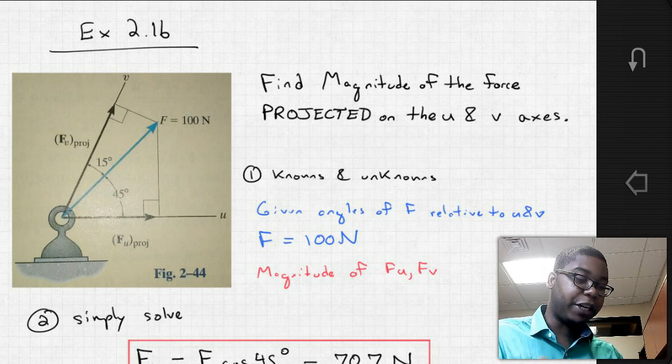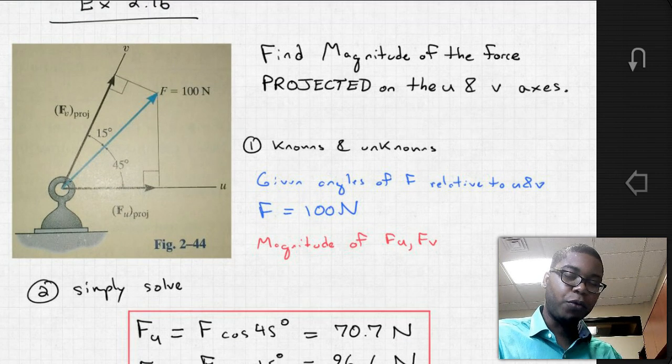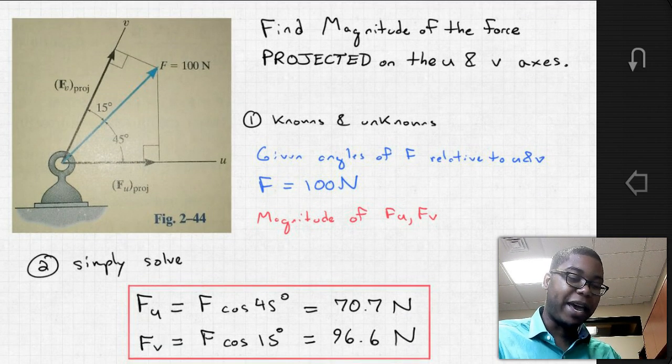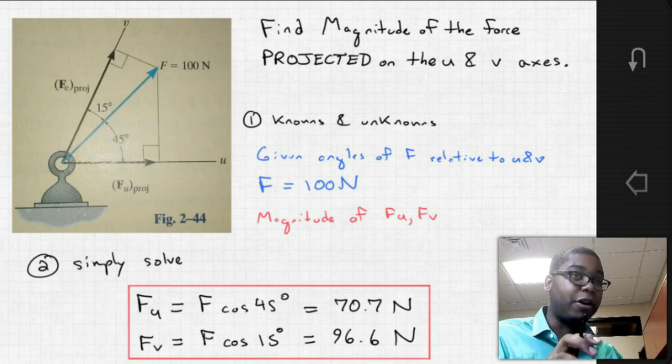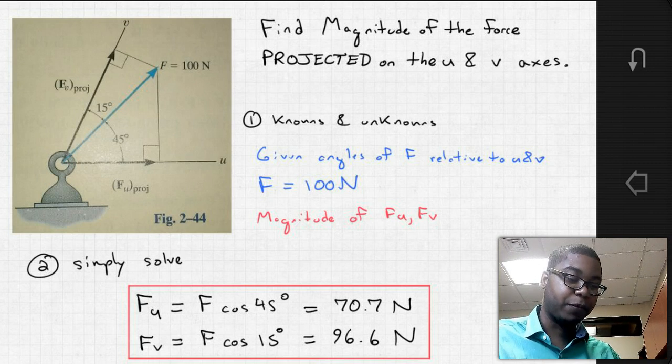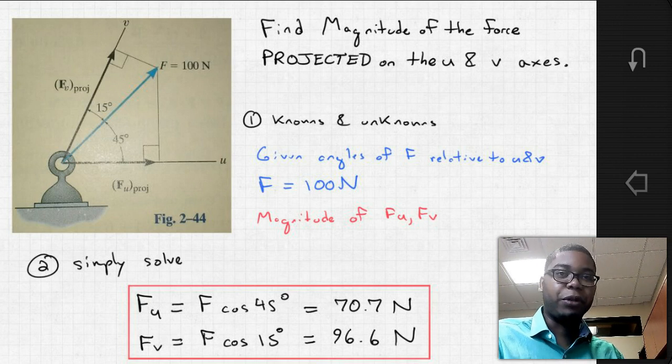With the emphasis on projected, let's go ahead and try to solve this problem. The first thing we do is list our knowns and unknowns. We're given some of the angular information of the force vector relative to the U and the V axes. We're given the magnitude of that force vector, which is 100 newtons, and we're asked to find the magnitude of the force vector projected on the U and projected on the V. So in order to do this problem, when it states projected, we can simply solve it using a cosine relationship.